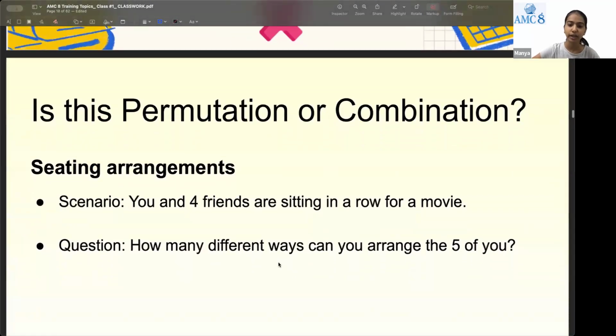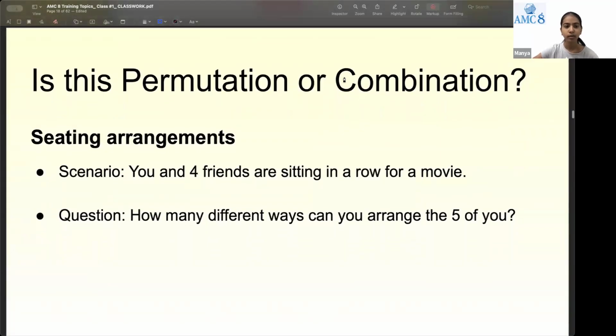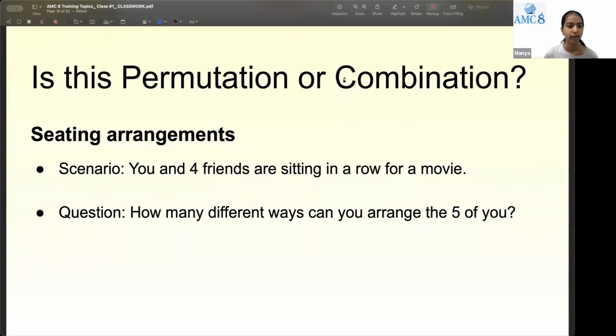So I have some scenarios here, and if you know the answer to these, you can raise your hand or just unmute. So this is a question. Is this permutations or combinations? There's going to be seating arrangements. Suppose that you and 4 friends are sitting in a row for a movie. How many different ways can you arrange the 5 of you? Does anyone know if this is permutations or combinations? Please raise your hand if you know the answer, or you can just say it in the chat.